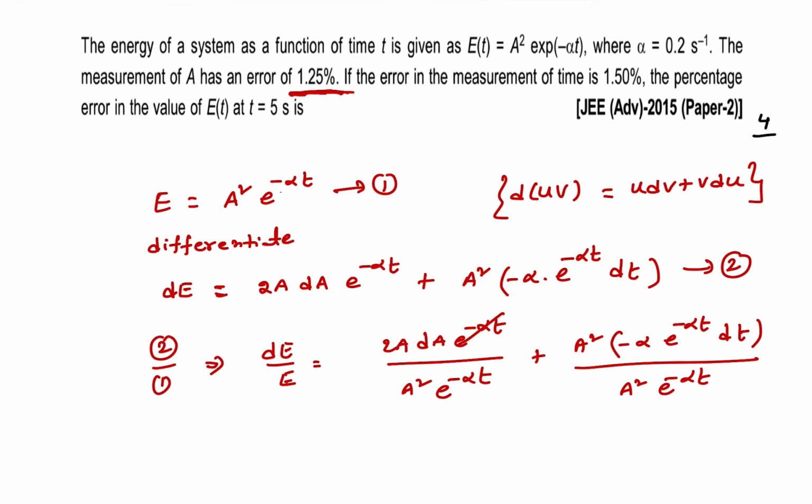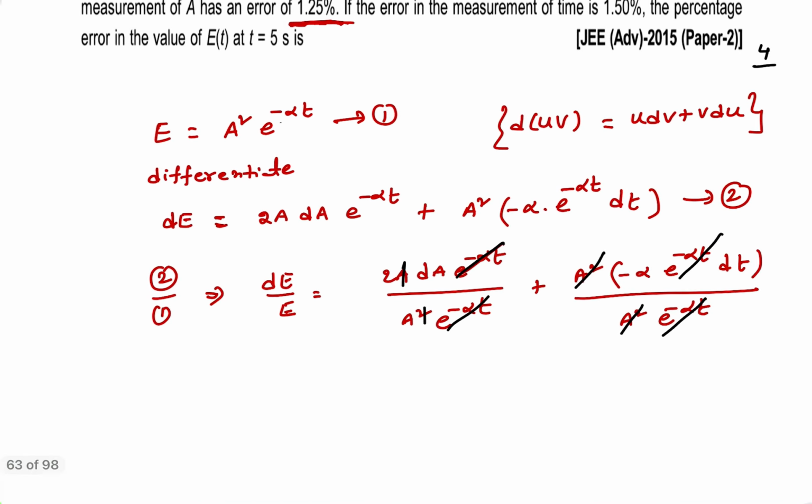If you see that, e^(−αt) and e^(−αt) get cancelled, A one time gets cancelled, and A² and A² get cancelled.